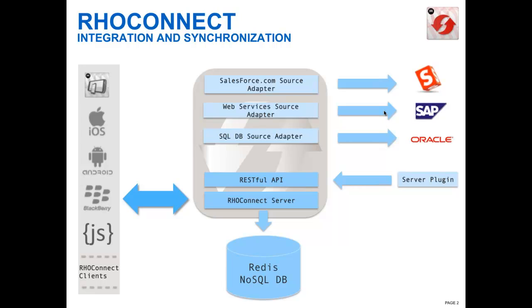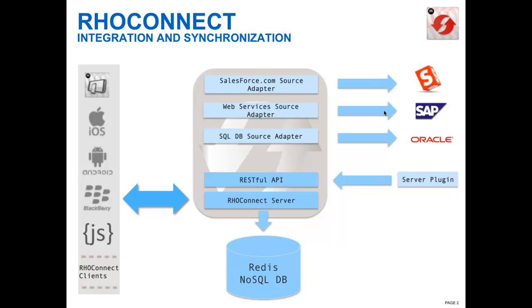So let's get started. First off, just a really high-level look at the RhoConnect architecture. RhoConnect, of course, is our integration and synchronization middleware server. It's used to integrate with your enterprise backend systems and to make that data available to RhoConnect clients. We have an integrated client with our RhoElements client framework, but we also have RhoConnect clients for iOS, Android, BlackBerry, and JavaScript. So a lot of different ways that you can use RhoConnect in your client apps.